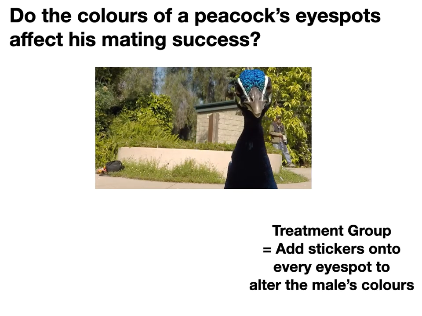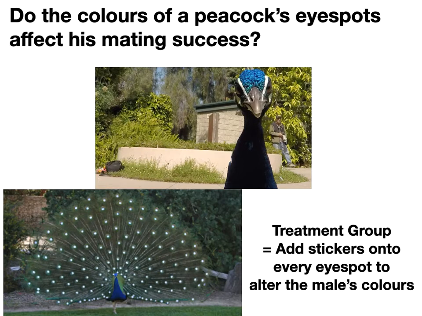Okay, so let's test this with an experiment. We're going to manipulate the color of the peacock's eye spots and test whether that affects his mating success. For a treatment group, we'll add stickers onto every eye spot on males to alter his colors. And I really did this. I turned some of the males' eye spots a different color than they naturally are.